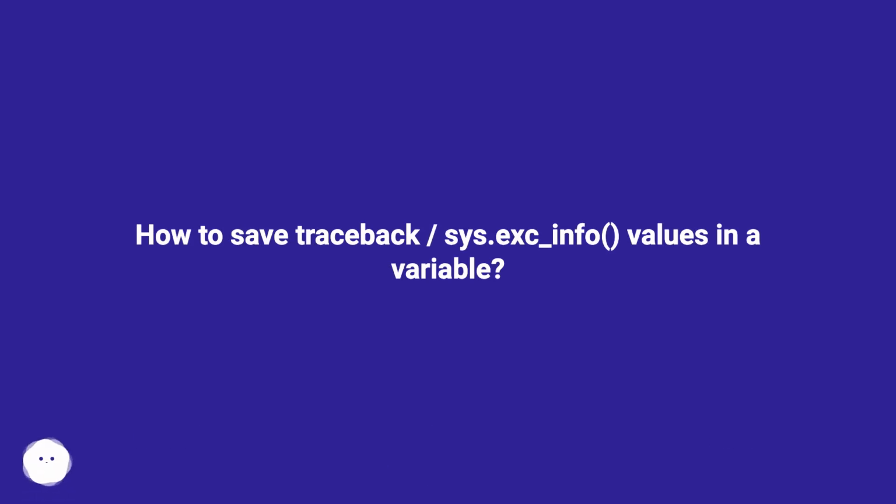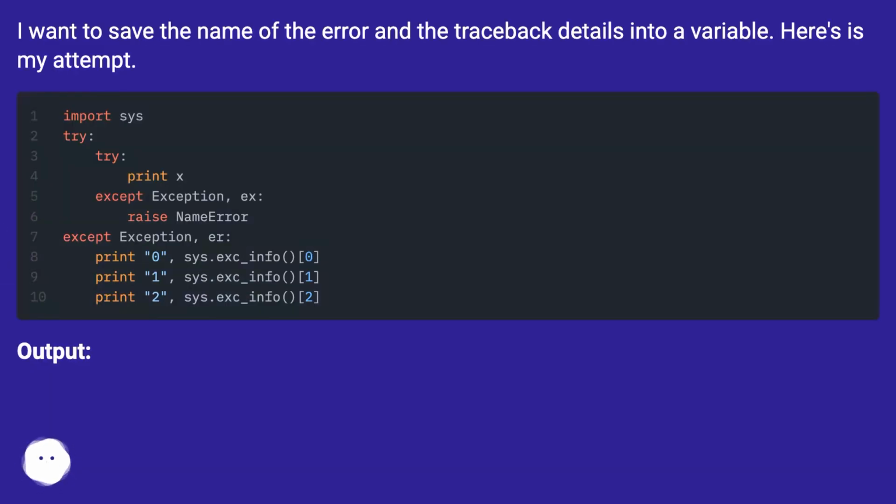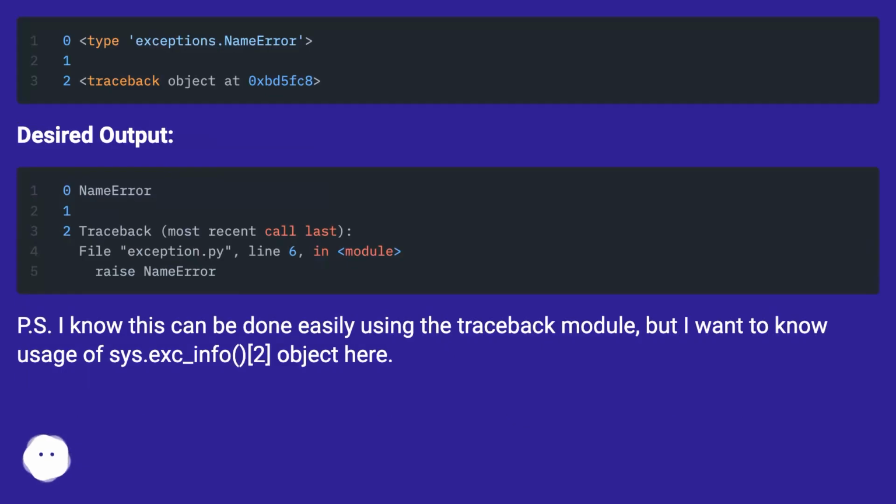How to save traceback sys.exc_info values in a variable. I want to save the name of the error and the traceback details into a variable. Here's my attempt. Output. Desired output. PS: I know this can be done easily using the traceback module, but I want to know the usage of sys.exc_info to do it here.